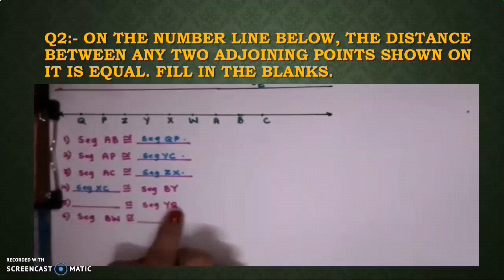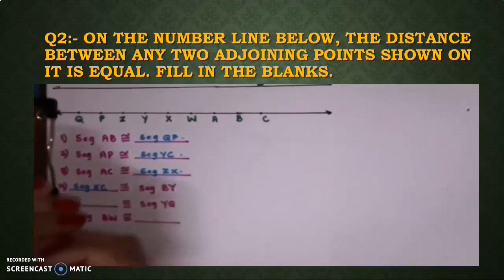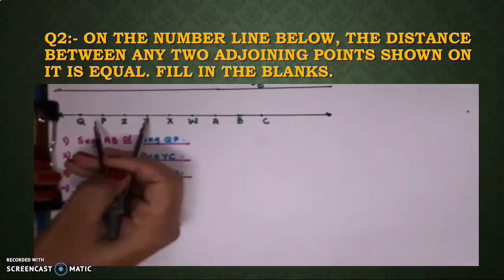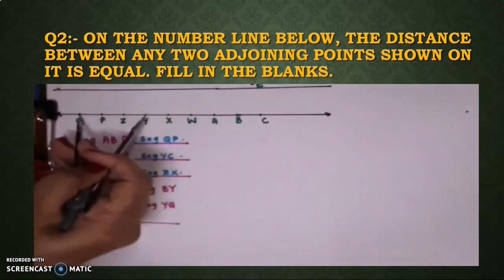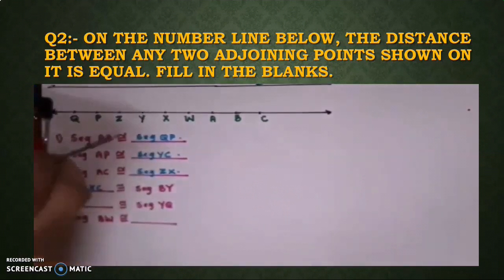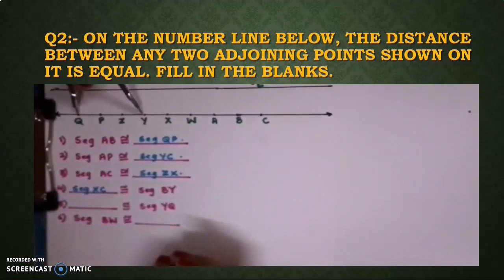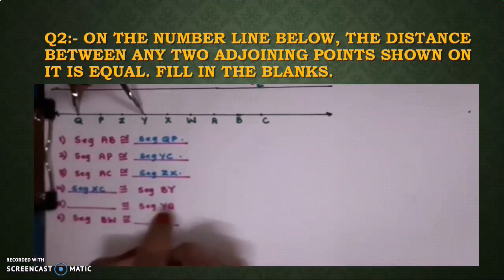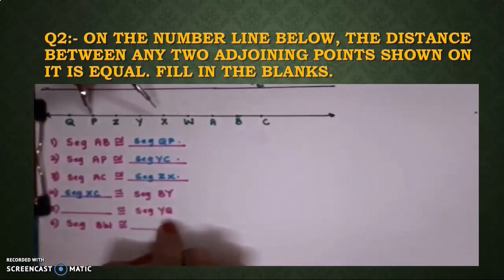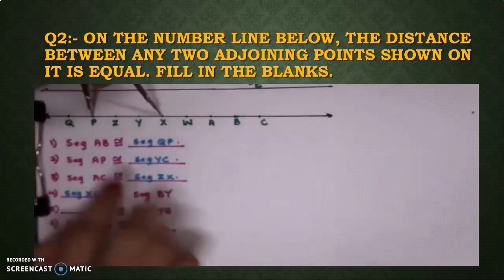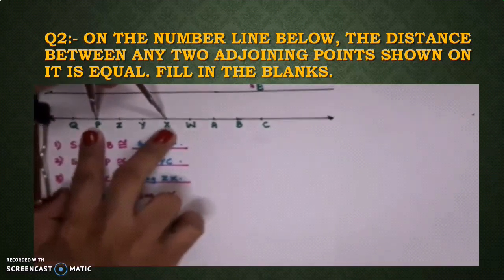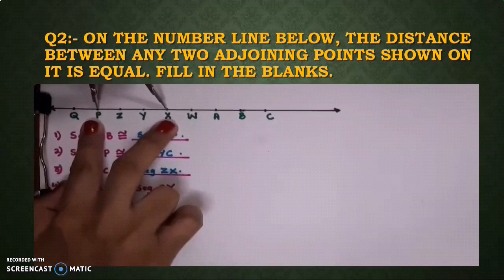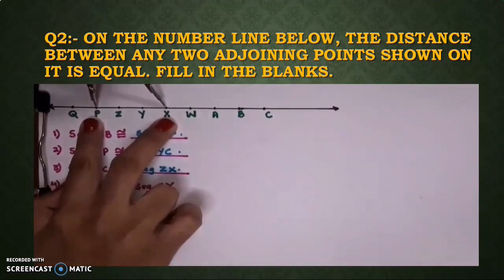Clear? Now next is segment YQ. Again we will take a divider. I will keep it on Y and I will open till Q. So I will see which segments have the same length as YQ has. I will keep it on P and I will see what name I am getting. So I am getting PX. So my first possible name is segment PX.